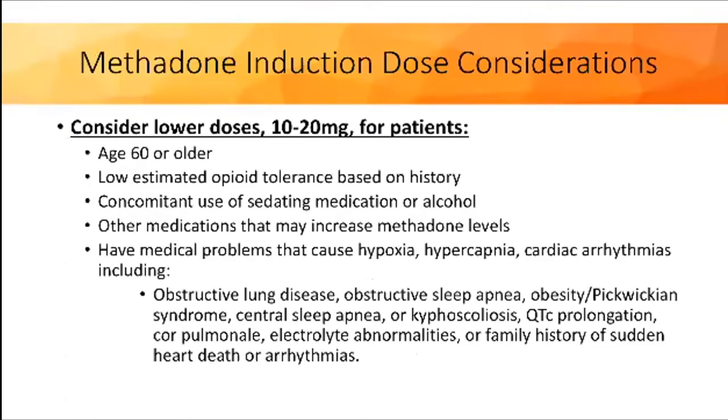And so dose considerations, considering lower doses is especially prudent in geriatric patients. So in inpatient settings, you can even dose starting at 5 milligrams just to see. If they're on other medications that are on the Beers list, you do want to just watch out for the cumulative sedation there. Low estimated opioid tolerance based on history. So if you have a patient who is telling you that they're using 1 or 2 bags of heroin a day, you may want to just start them at 10, see how they do, can go up to 20, but going much over that, the patient may feel sedated.